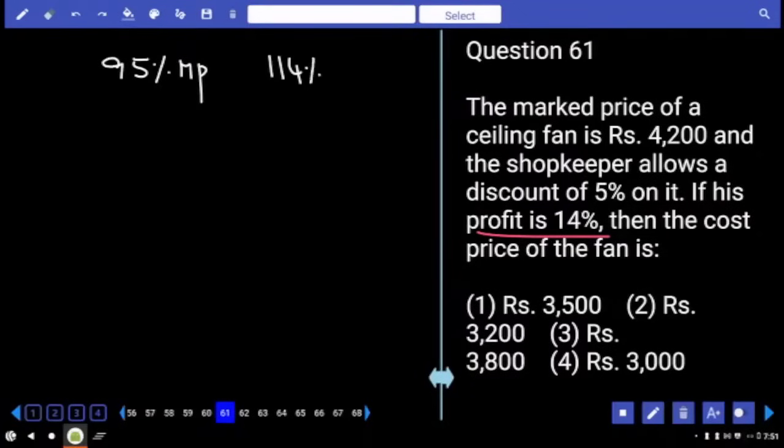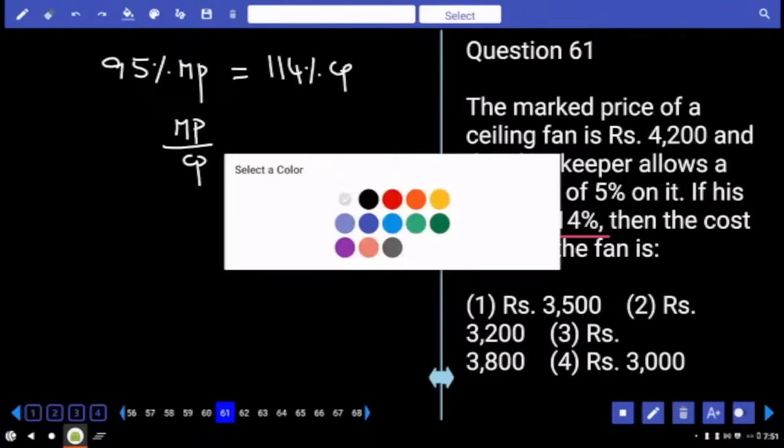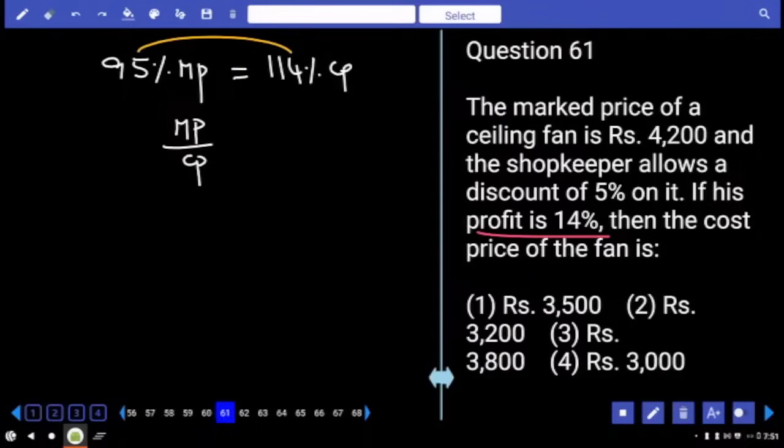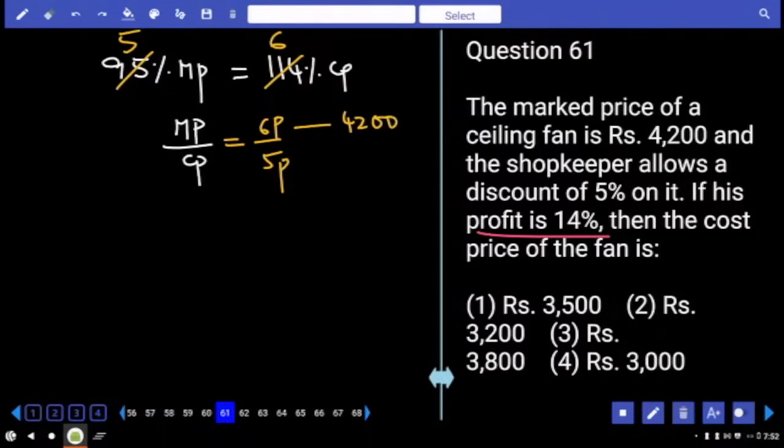Then the selling price will be 114% of cost price. From this, can we get the market price to cost price ratio? Yes. Identify the difference between these two numbers: 19, it is 5 times, it is 6 times. Then the ratio is 6 by 5: 6 parts and 5 parts. We know the market price is 4,200. Forget about the zeros. 6 how many times is 42? 7 times. Then 5 times 7 is 35, and then we have to add 2 zeros.